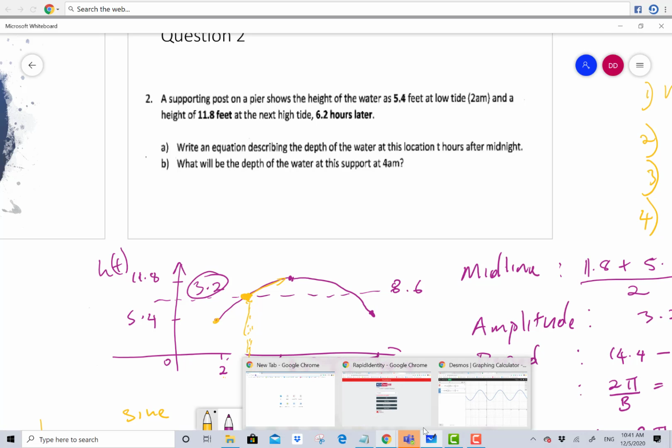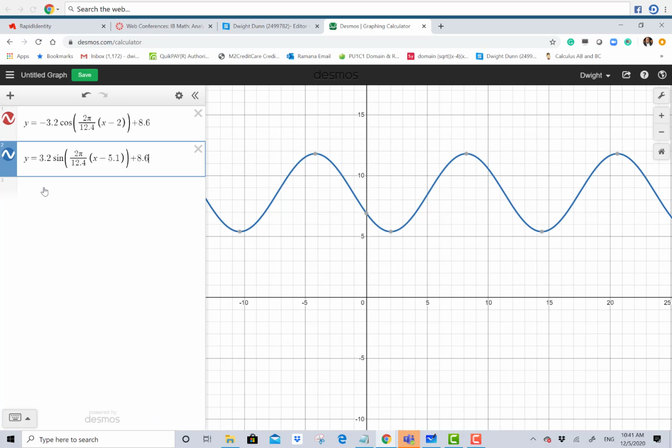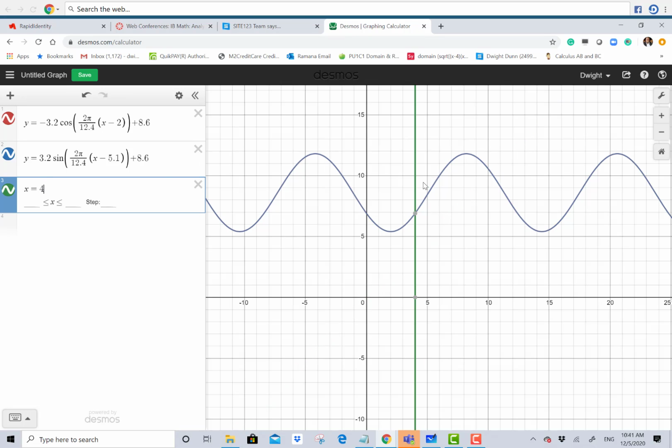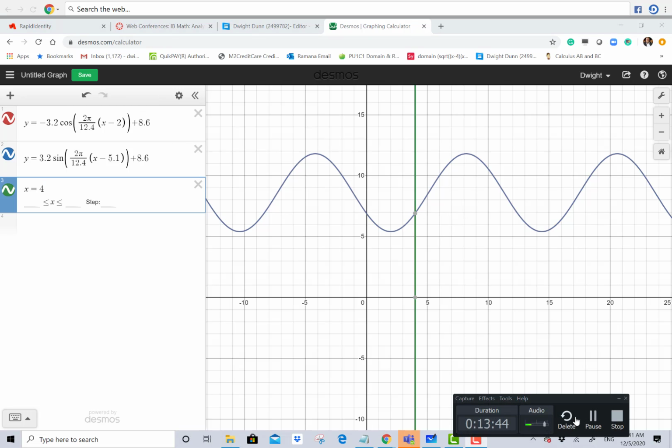So let me go back to our graph real quick. We want what is happening at 4, so I'll just put a vertical line of x equals 4. That will tell us exactly the depth of the water. So it's approximately 6.907, or you could plug it in and you get the same answer in any of these equations. And that completes this section.